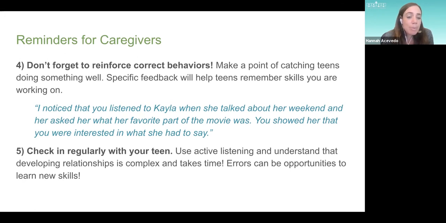And then the last pointer is, regardless of social boundaries, the most important thing is your relationship with your teen and that your teen feels comfortable talking to you. So we really just want to use active listening, and validate that developing relationships is complex and it takes time and it's okay to make errors. That's how we learn new skills.